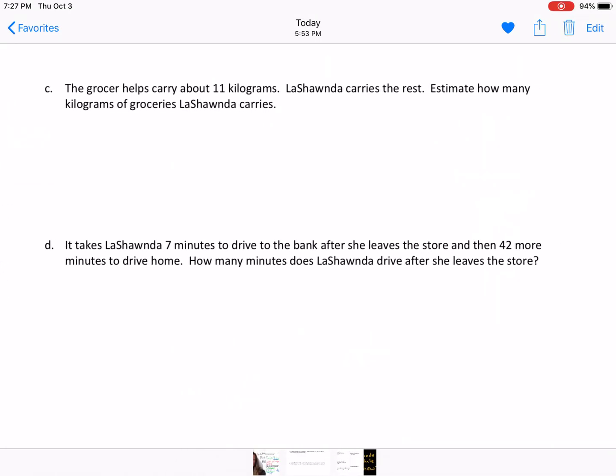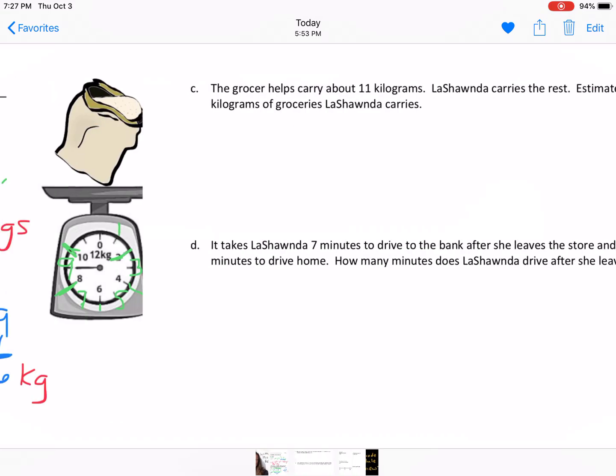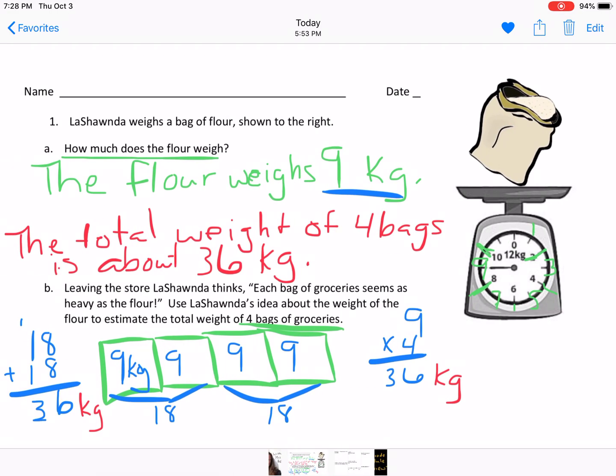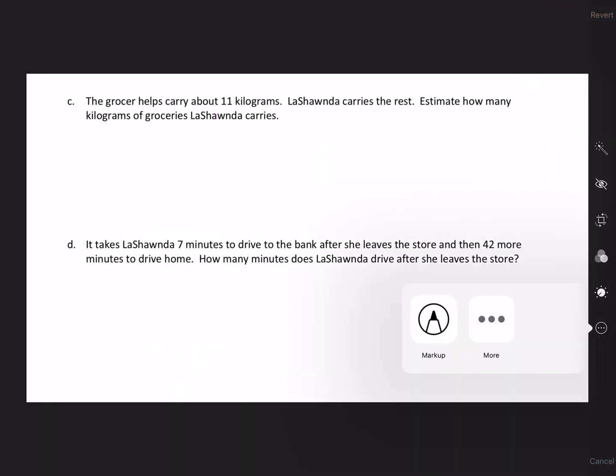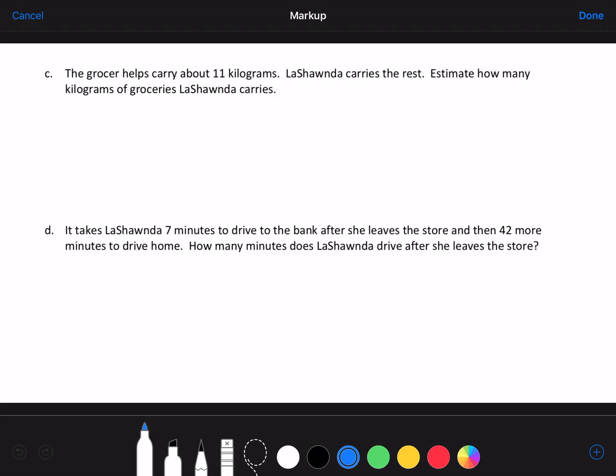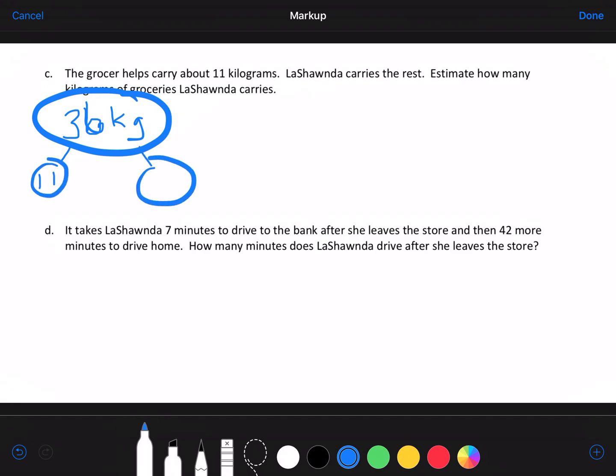Then number 1C says, the grocer helps carry about 11 kilograms. LaShonda carries the rest. Estimate how many kilograms of groceries LaShonda carries. So you have to go back here to B and remember how much all of her groceries weighed, okay, which was 36 kilograms. So I'm going to write, well, LaShonda started with about 36 kilograms, right? If the grocer takes 11 kilograms, we need to know how much LaShonda has left.